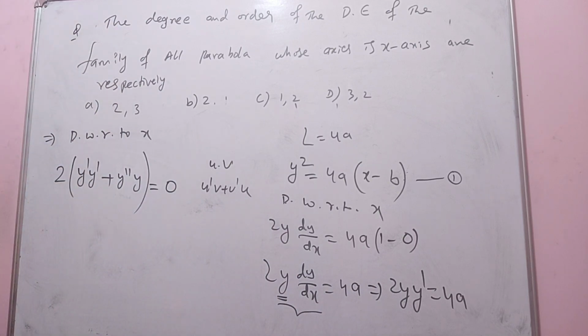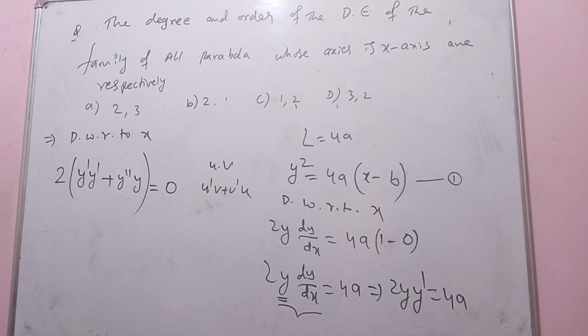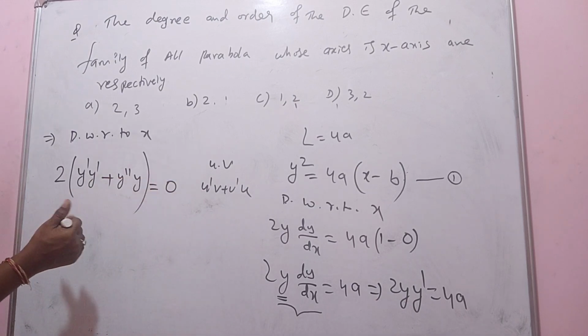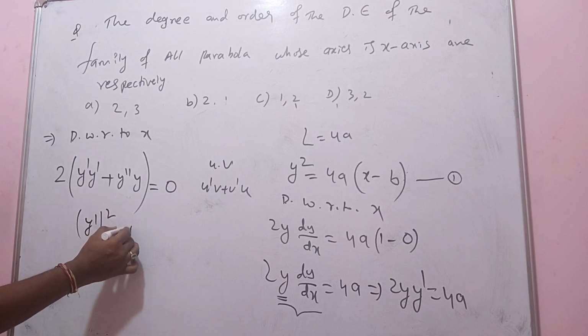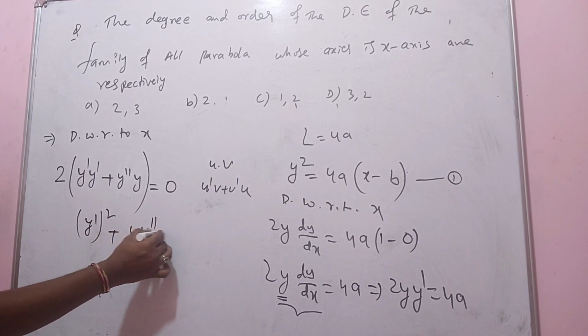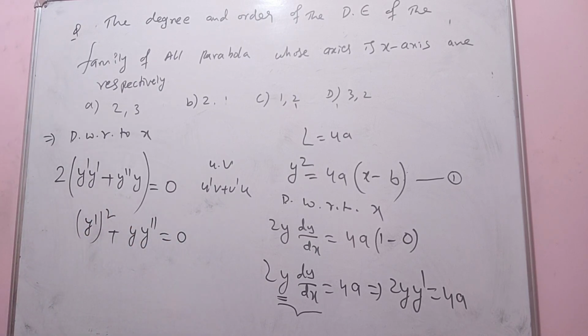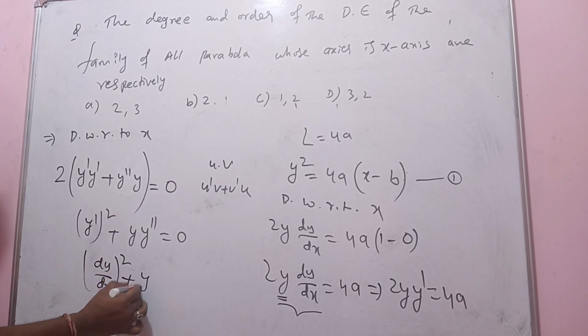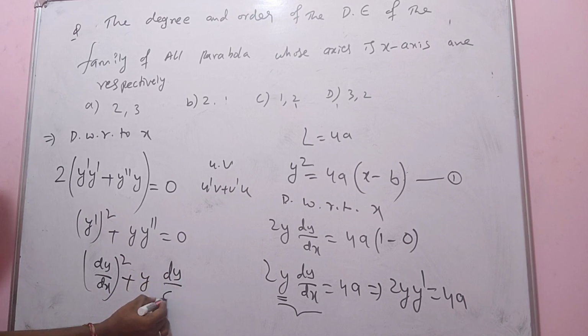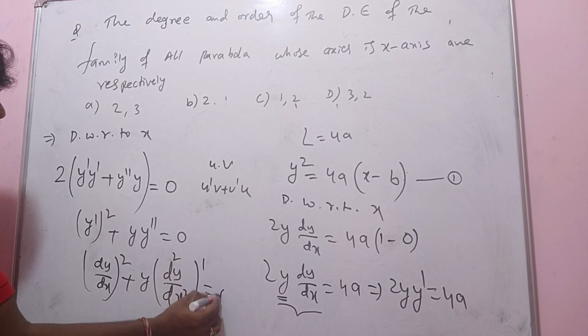So now you understood this format. Now, sending the 2 to that side, y dash square plus y y double dash is equal to 0. Now we have the differential equation. Now you have to find the order and degree. This is nothing but dy by dx whole square plus y into d square y by dx square to the power of 1 is equal to 0.